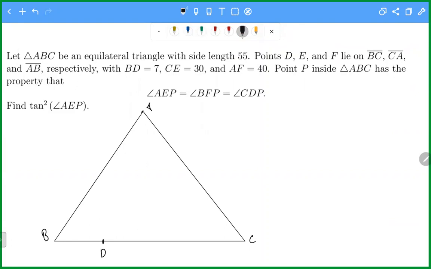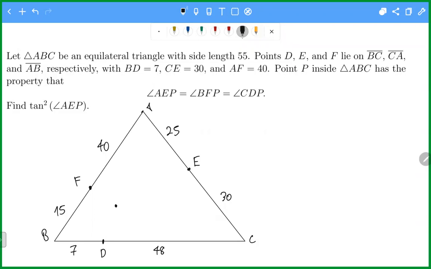So D probably is somewhere here. E is probably somewhere here. So BD is 7, so DC has to be 48. And CE is 30, and AE is 25. And finally, F is somewhere here, so that AF is 40 and BF is 15. And then next we pick a point P, somewhere like here.